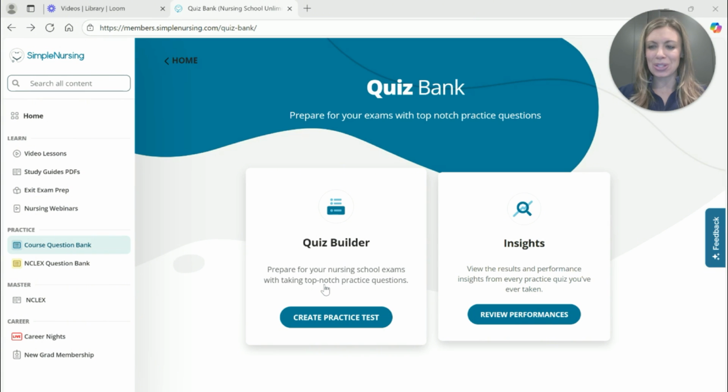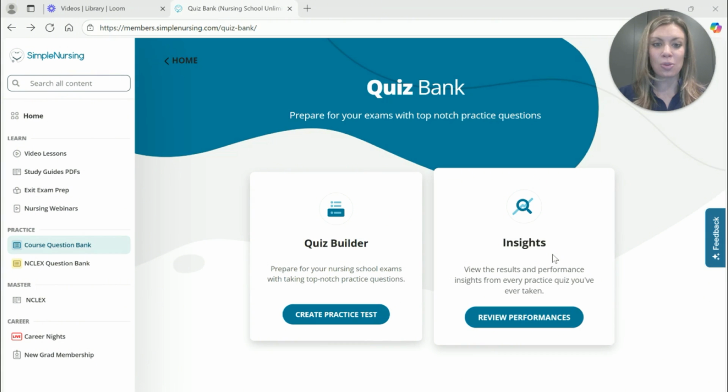What I love about Simple Nursing is that these question banks are written by current and former question writers to give you a realistic view of what exactly to expect on the exam. And you can also track your progress and identify your weak areas by looking at your performance on the insight component under the quiz bank.